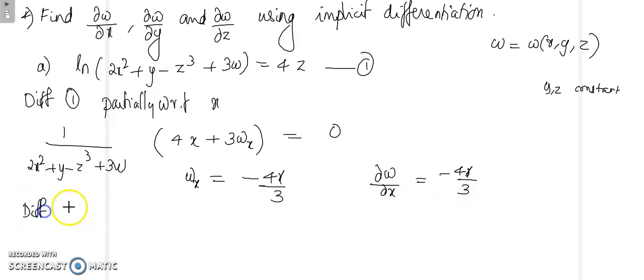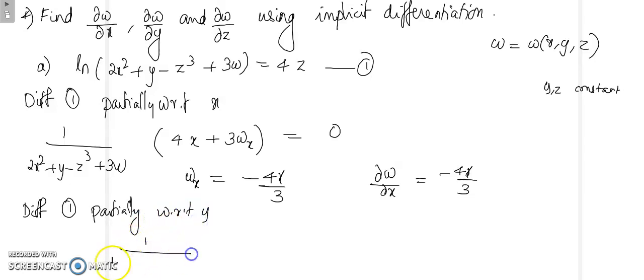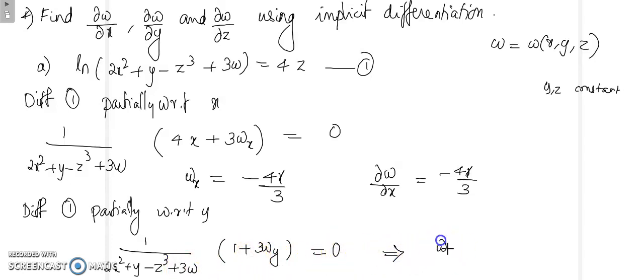And again similarly differentiate 1 partially with respect to y. So we are going to get 1 by 2x squared plus y minus z cubed plus 3w into first y, which differentiates to 1, x and z being constant. So you will get 1 plus 3 wy equal to 0. So multiply, so this will become 0. So it is going to be wy equal to minus 1 by 3. So that implies dou w by dou y is equal to minus 1 by 3.